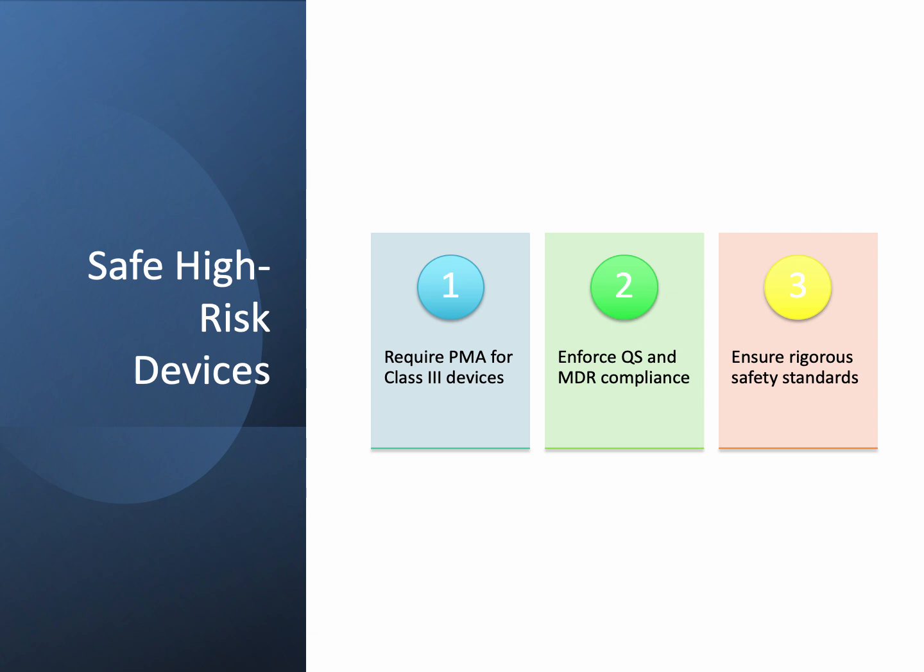Following applications, let's explore safe high-risk devices as a regulatory application. Class III devices, like pacemakers, require PMA with clinical data to ensure safety and effectiveness. QS regulation ensures consistent manufacturing, while MDR tracks adverse events, like a pacemaker malfunction reported within 30 days. For example, a new cardiac implant undergoes PMA and QS inspections.